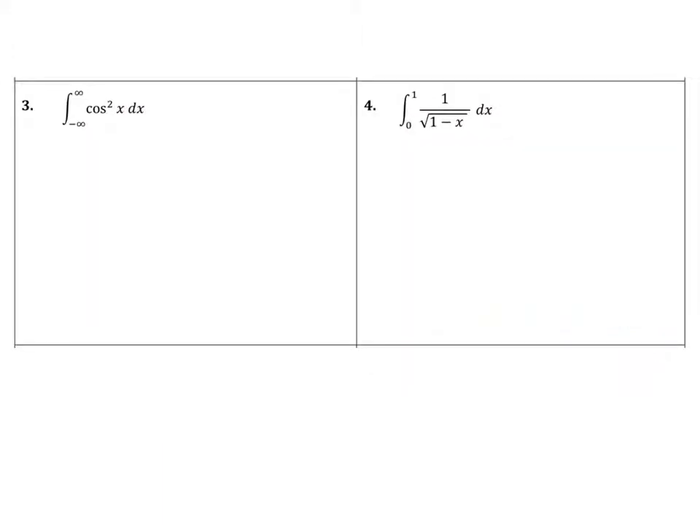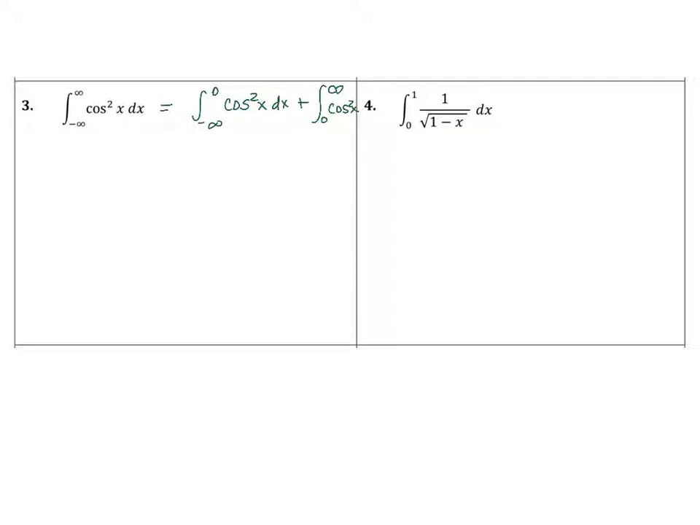Right, for number 3, we are going to have to divide this up. So I would divide it up at 0. And so we're going to look at here the integral from negative infinity up to 0 of cosine squared x dx plus the integral from 0 to positive infinity of cosine squared x dx.